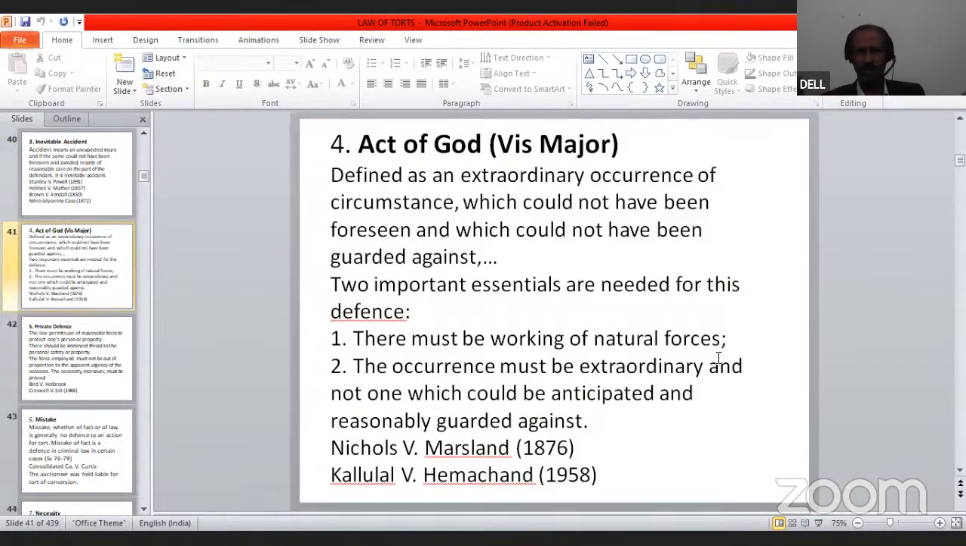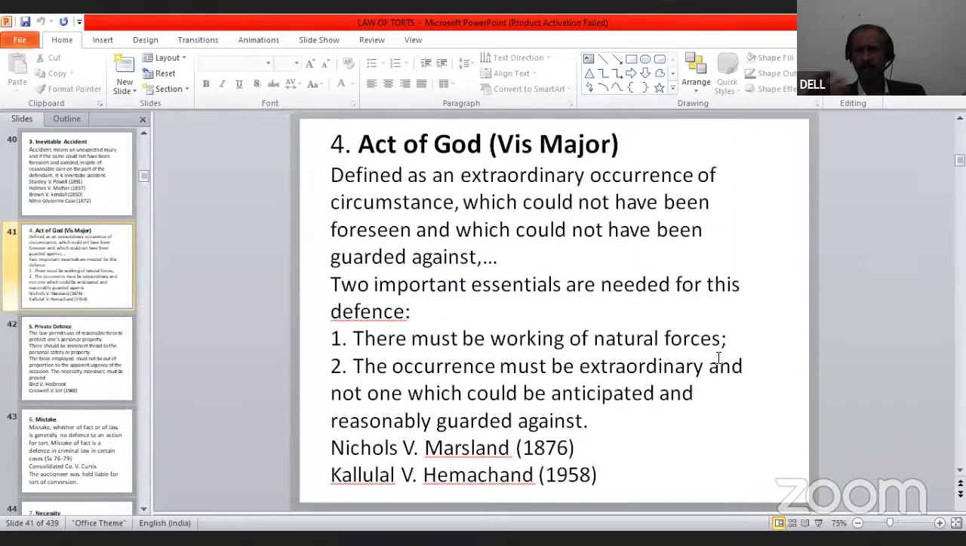Act of God, you are aware of it. It speaks about the natural calamities. Nature is God, actually. Whatever incidents or occurrences take place which go beyond human control. The only difference between the inevitable accident and act of God is that in inevitable accident, there was a human intervention. In act of God, human intervention is impossible. Beyond human power, the natural calamities take place.